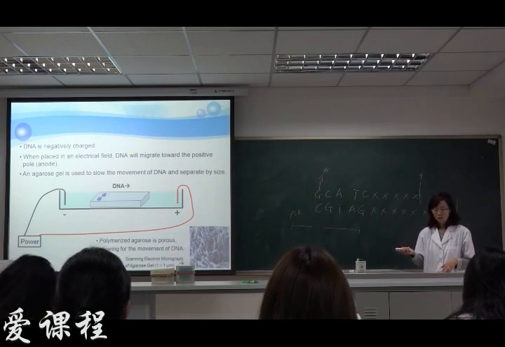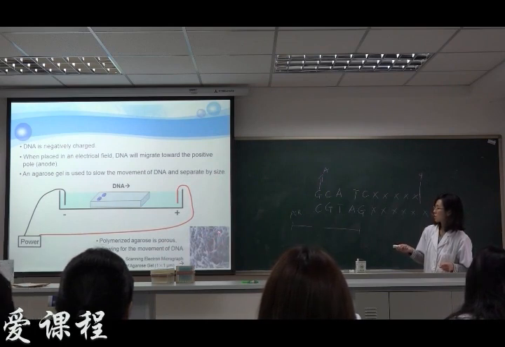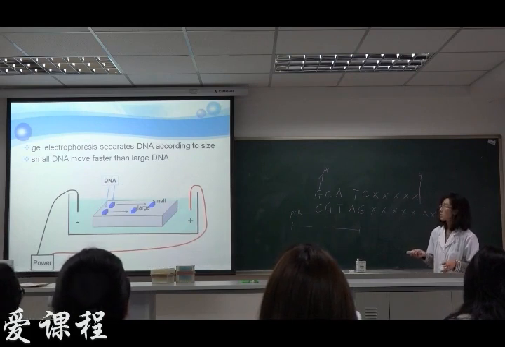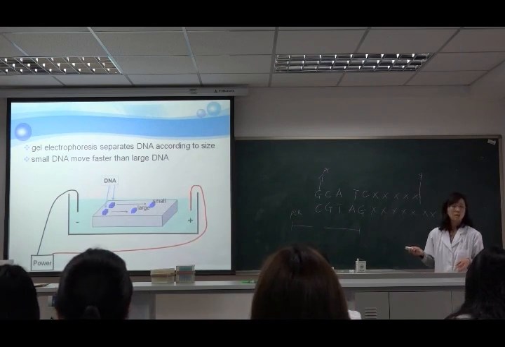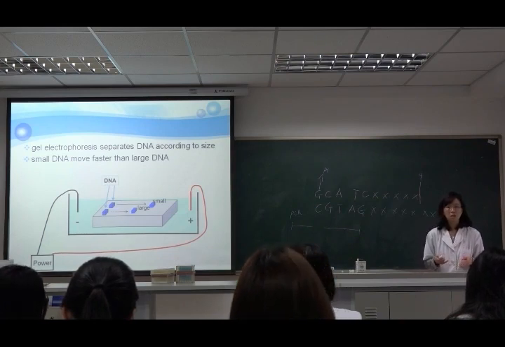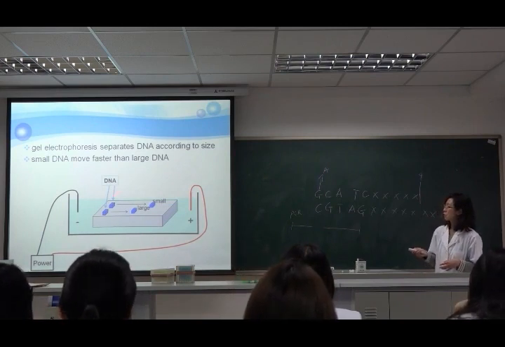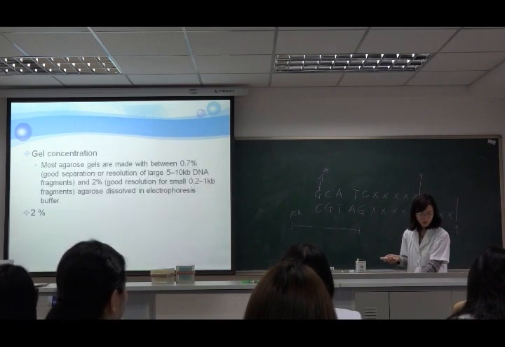We can see this is a picture under the electron microscope. And we can see the polymerized agarose is porous. So this allows the movement of the DNA. So this is in the gel. And here, the gel electrophoresis will separate the DNA according to size. The small DNA will run faster than the large DNA. Can you understand here? So I just showed you the result. You can see we can separate the 900 bp and the 700 bp by agarose gel electrophoresis. This is the principle of electrophoresis.